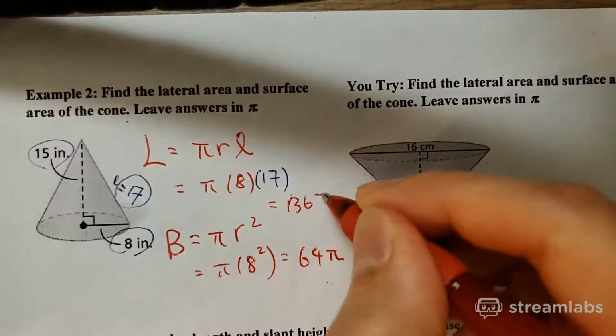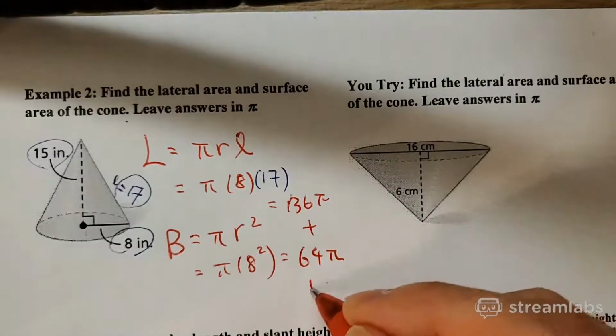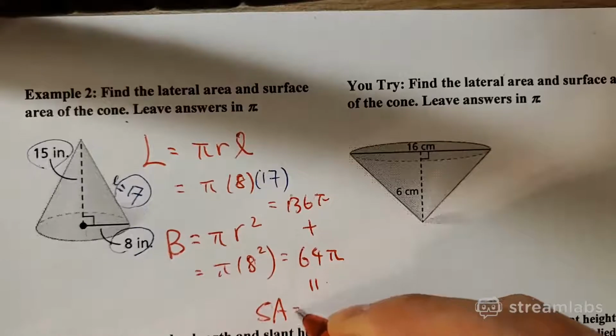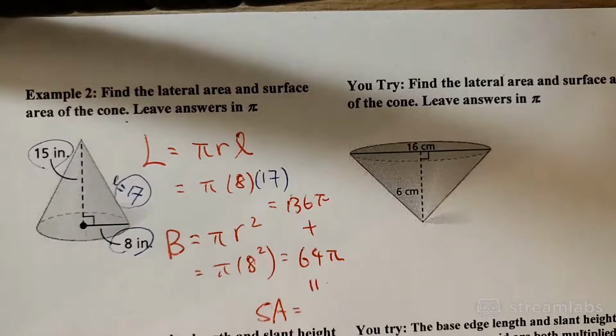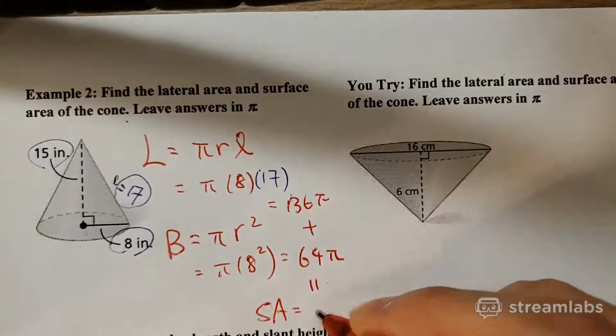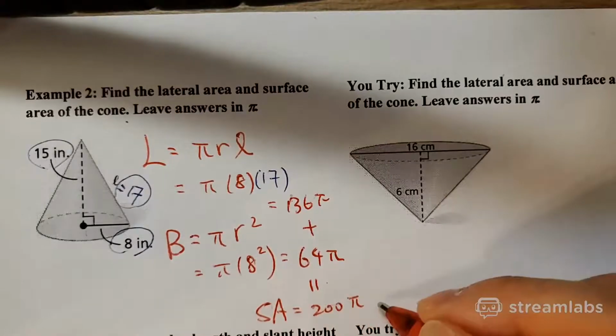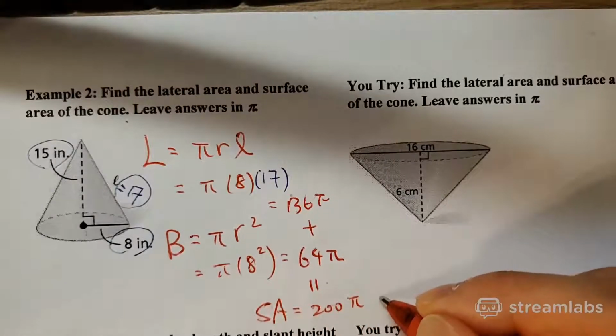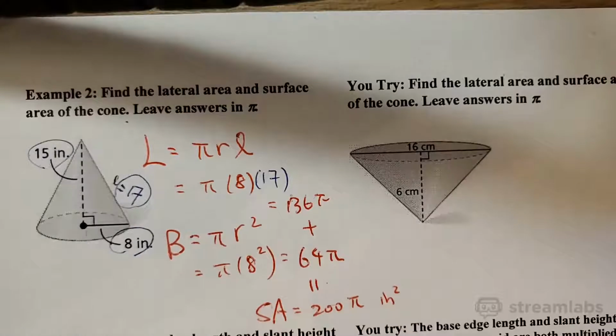136. So then you add them up, right? So surface area will be 200 pi inches squared. Okay.